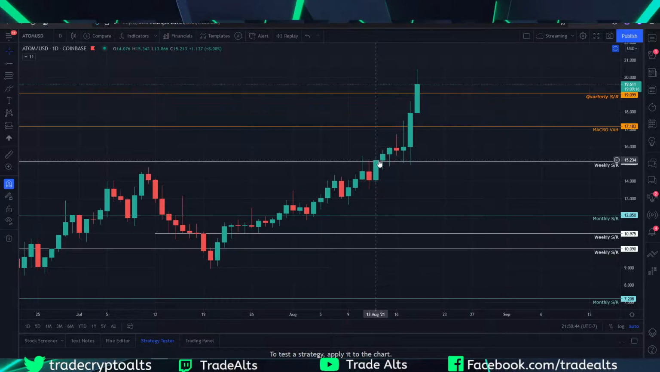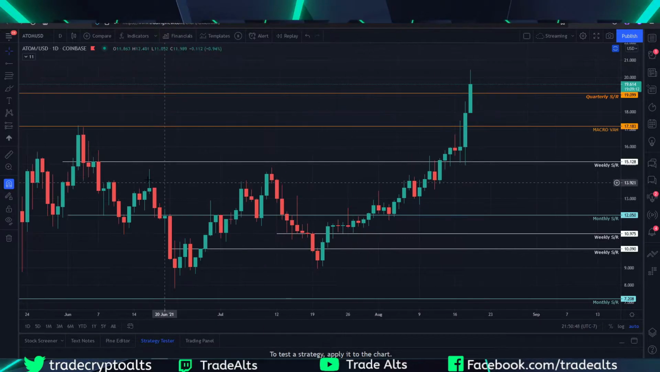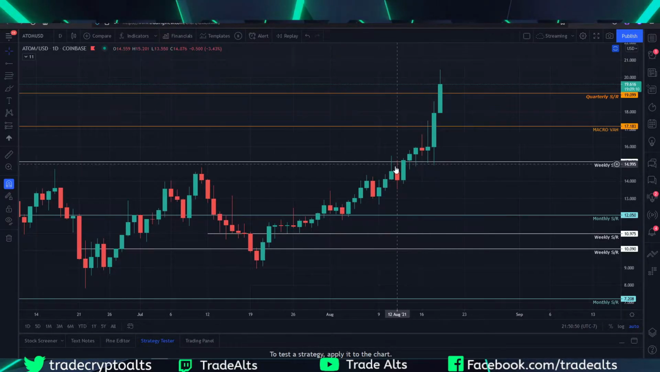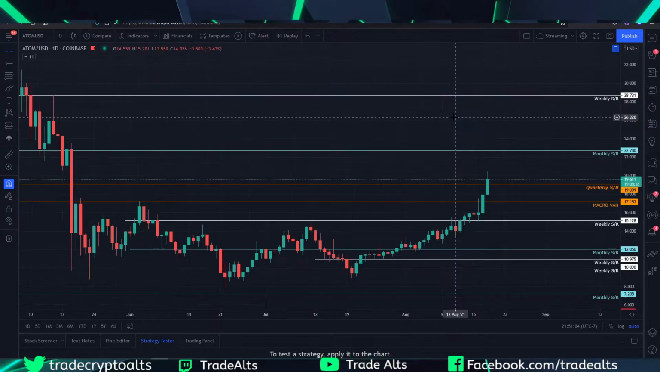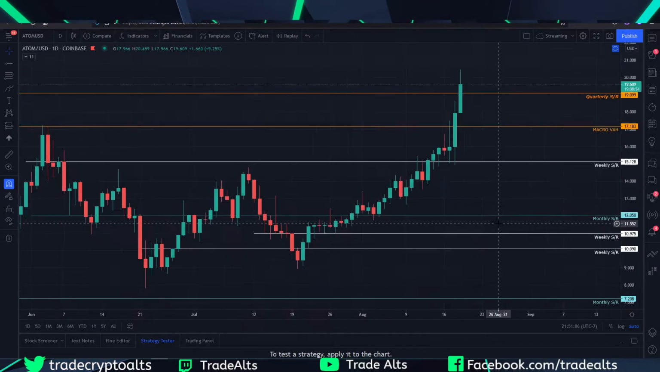Rejection, close above, and look at all these backtests as support. So what was once resistance, close above, support, push off to the upside. Let me take a drink for a second. So that level is absolutely relevant, because price action is showing you this level is incredibly relevant, right?